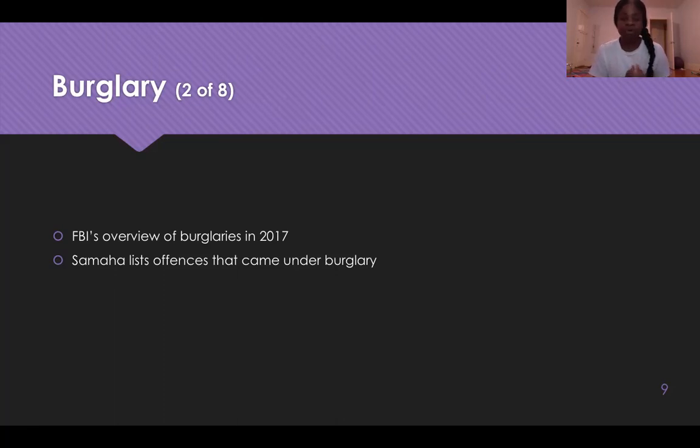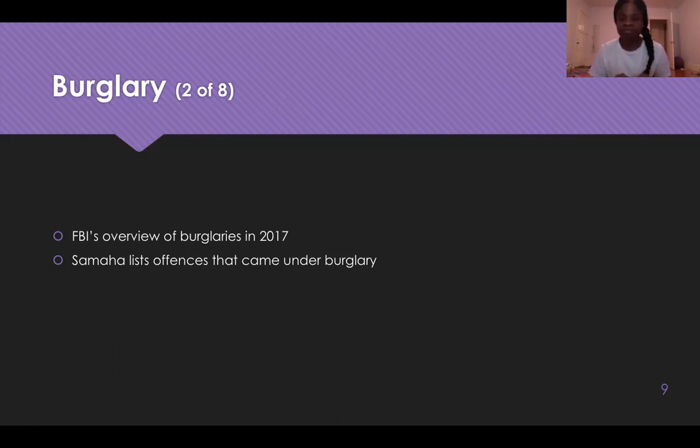Burglaries accounted for 18.2% of the estimated number of property crimes that occurred during that time. By subcategory, 57.5% of burglaries involved forcible entry, 36.2% were unlawful entries, and 6.3% were attempted forcible entries.